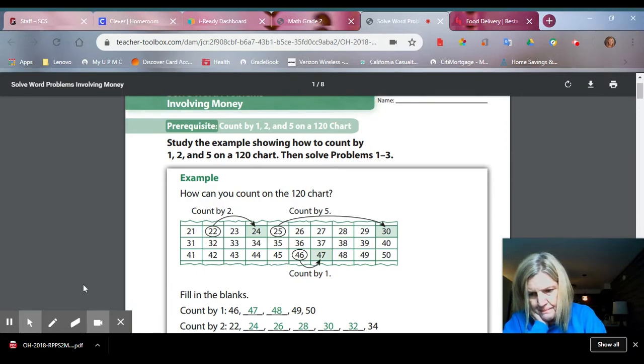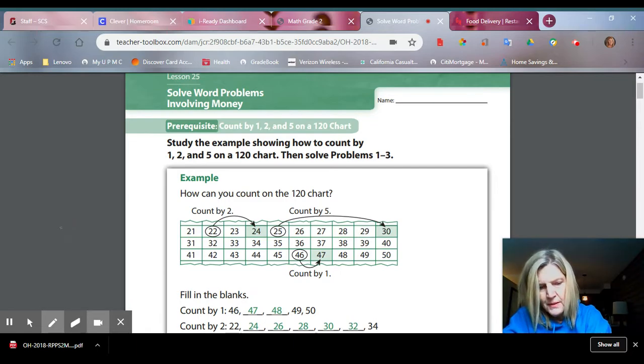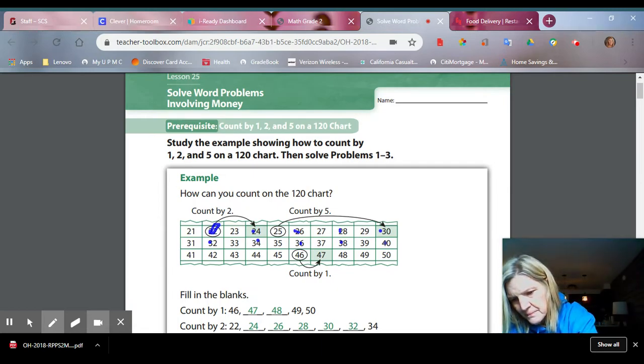For example, how can you count on the chart? You can count by 2s. They start with 22, then go to 24. And then what would be next would be 26, and then 28, then 30, 32. What's next? 34, keep going. 36, 38, 40. Good.